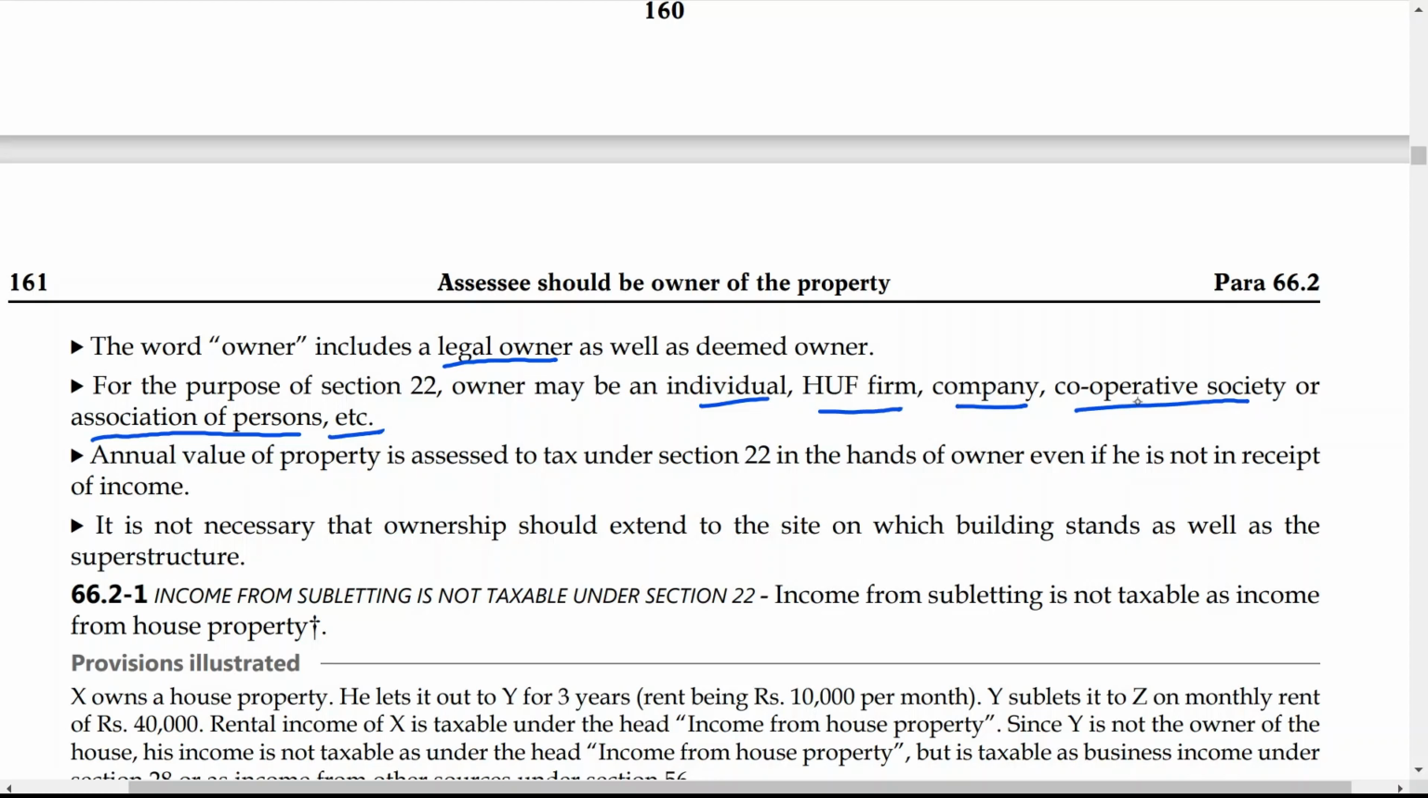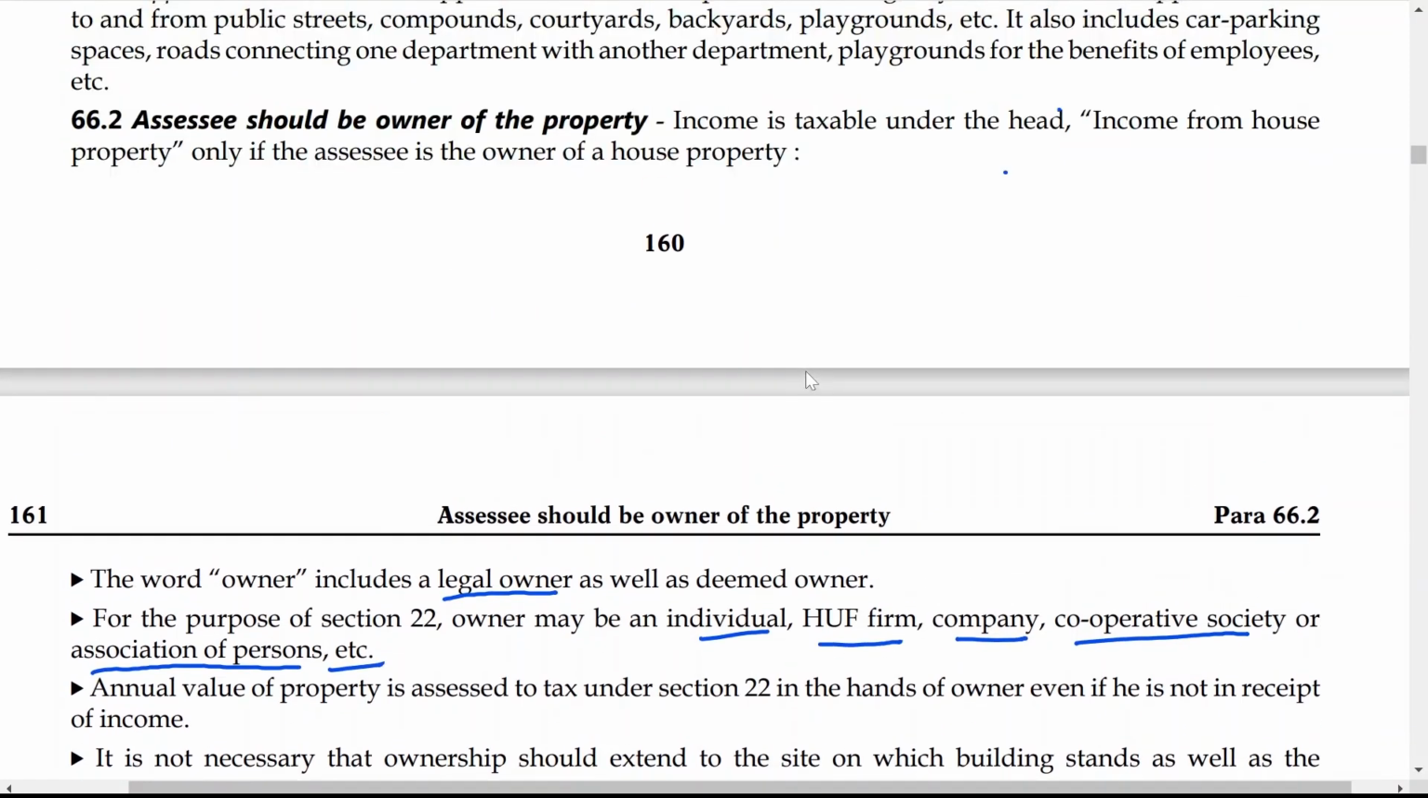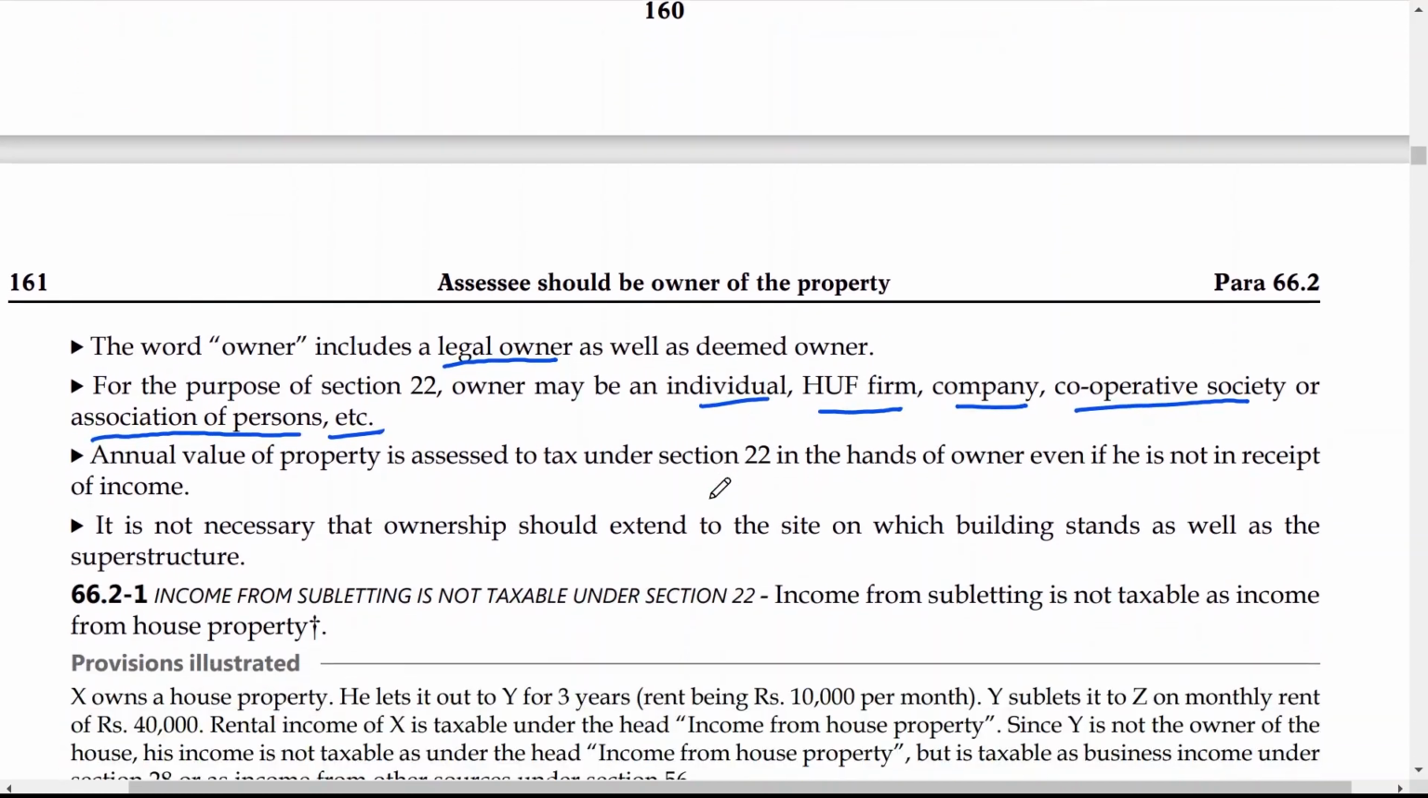So the second condition is what? The assessee, that is the person, should be the owner of the property, and person means not only an individual. HUF, Hindu Undivided Family, company, cooperative society, all are included in the definition of the owner. Annual value of the property is assessed to tax under section 22 in the hands of the owner, even if he is not in receipt of the income. It is not necessary that the owner should own the site on which the building stands as well as the superstructure. Now here one point is there.